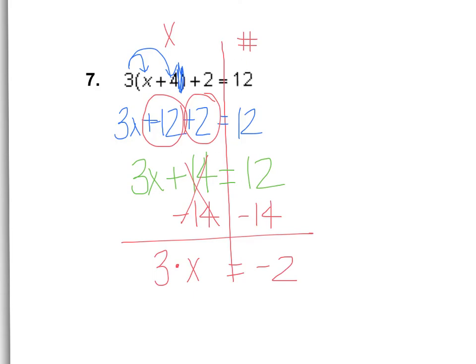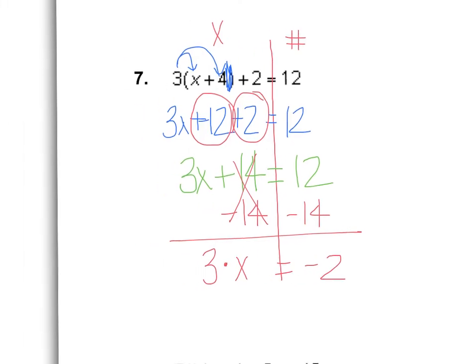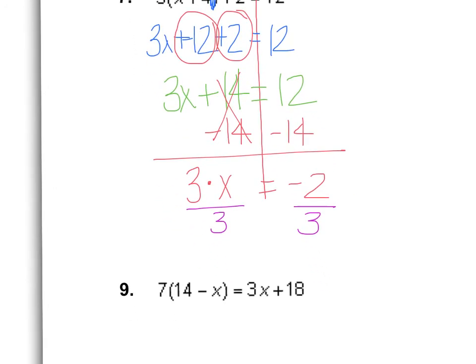So now I need to get x by itself. And to do that, I'm going to divide both sides of the equation by 3. And I really can't divide negative 2 by 3 because it's going to give me a decimal. So I'm just going to leave it as negative 2/3. So that would be my answer.